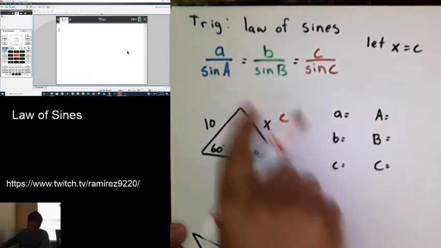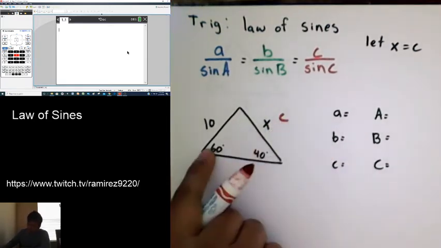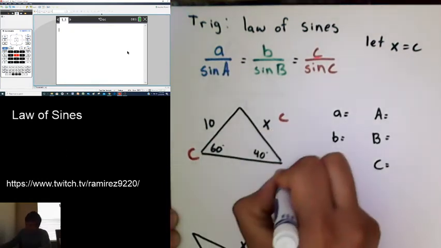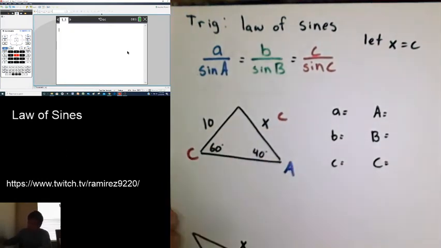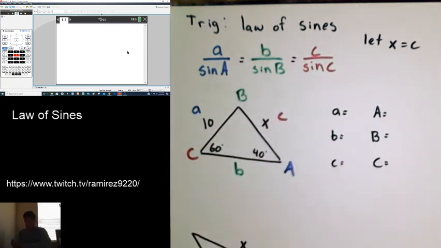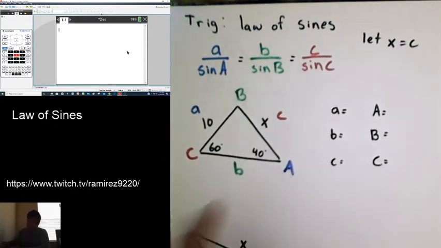So if this is C, this is your side, right? Then the angle across, that's going to be C. All right, and then the rest don't really matter, right? If you want to call this A, the one across is A. If you want to call this B, I mean, it's all that's left, the one across is B. Things to note, your angles are your capital letters, and your sides are your lowercase letters.